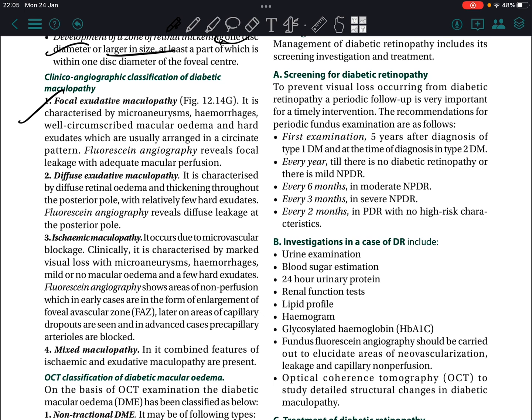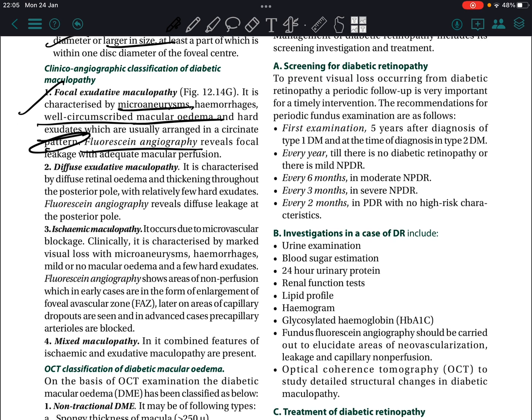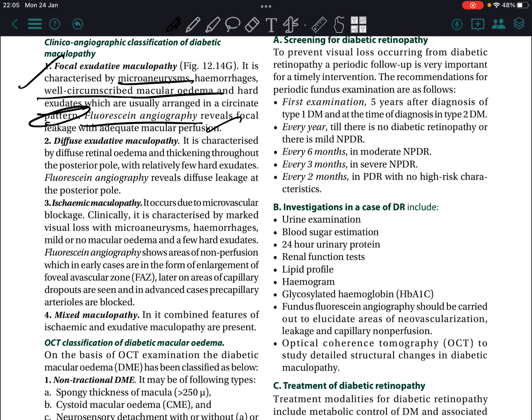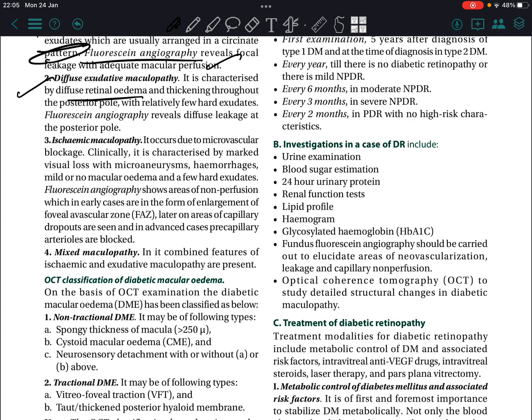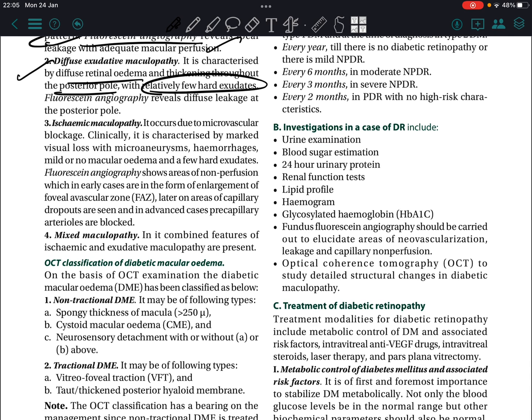Focal exudative maculopathy. It is characterized by microaneurysms, hemorrhages, well-circumscribed macular edema, and hard exudates, which are usually arranged in a circinate pattern. Fluorescein angiography reveals focal leakage with adequate macular perfusion. Diffuse exudative maculopathy. It is characterized by diffuse retinal edema and thickening throughout the posterior pole with relatively few hard exudates. Fluorescein angiography reveals diffuse leakage at the posterior pole.